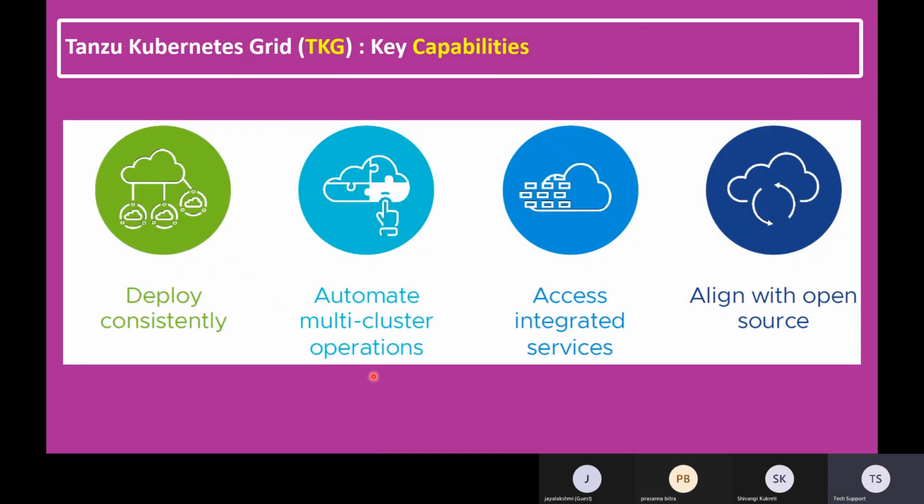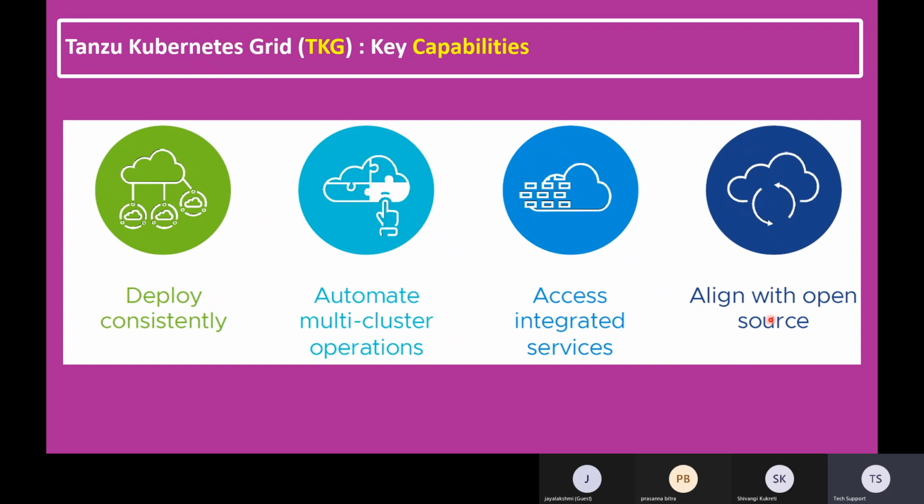Now, Tanzu Kubernetes Grid key capabilities. Our main key capabilities here are that the deployment is consistent and always permanent, and there are also automated multi-cluster options. We are able to perform automation within our TKG, and access integrated services aligned with open source. Even if you have any existing open source tool like HAProxy or anything else, you can integrate it with TKG.